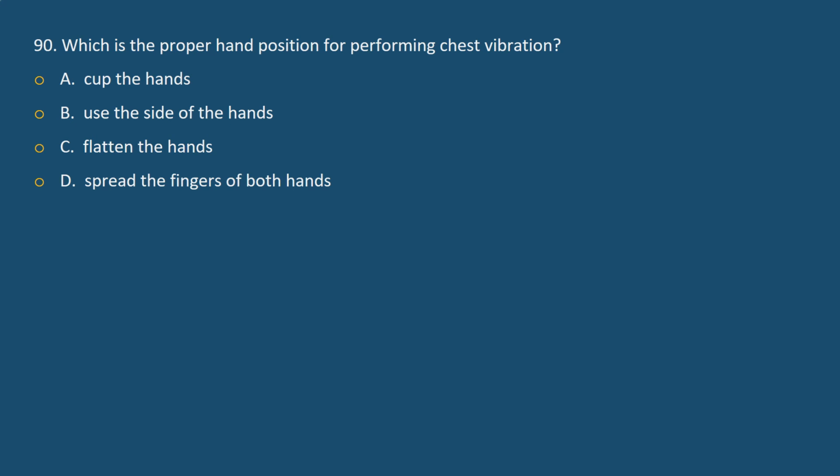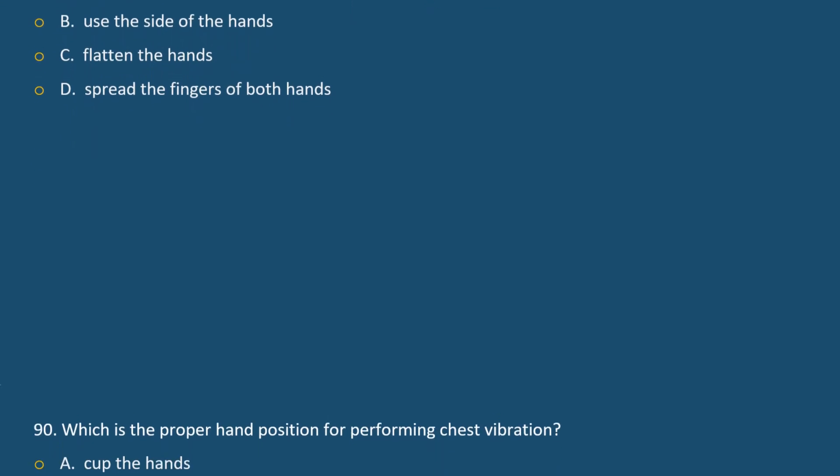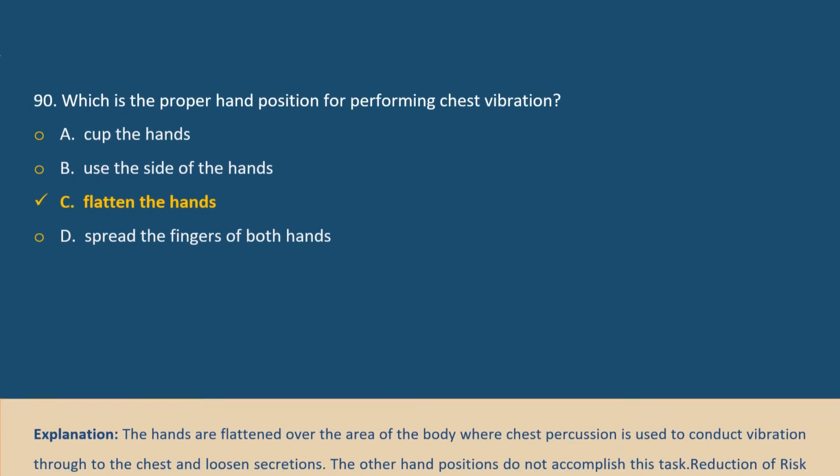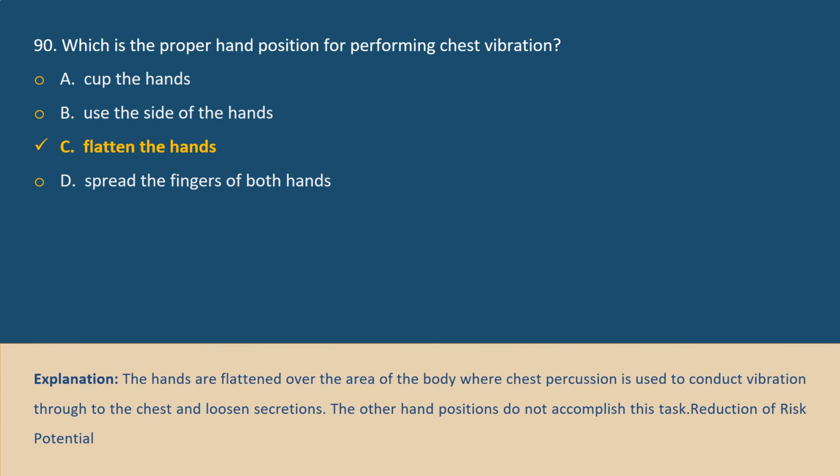Question 90. Which is the proper hand position for performing chest vibration? A. Cup the hands. B. Use the side of the hands. C. Flatten the hands. D. Spread the fingers of both hands. Answer C. Explanation: The hands are flattened over the area of the body where chest percussion is used to conduct vibration through the chest and loosen secretions. The other hand positions do not accomplish the task.